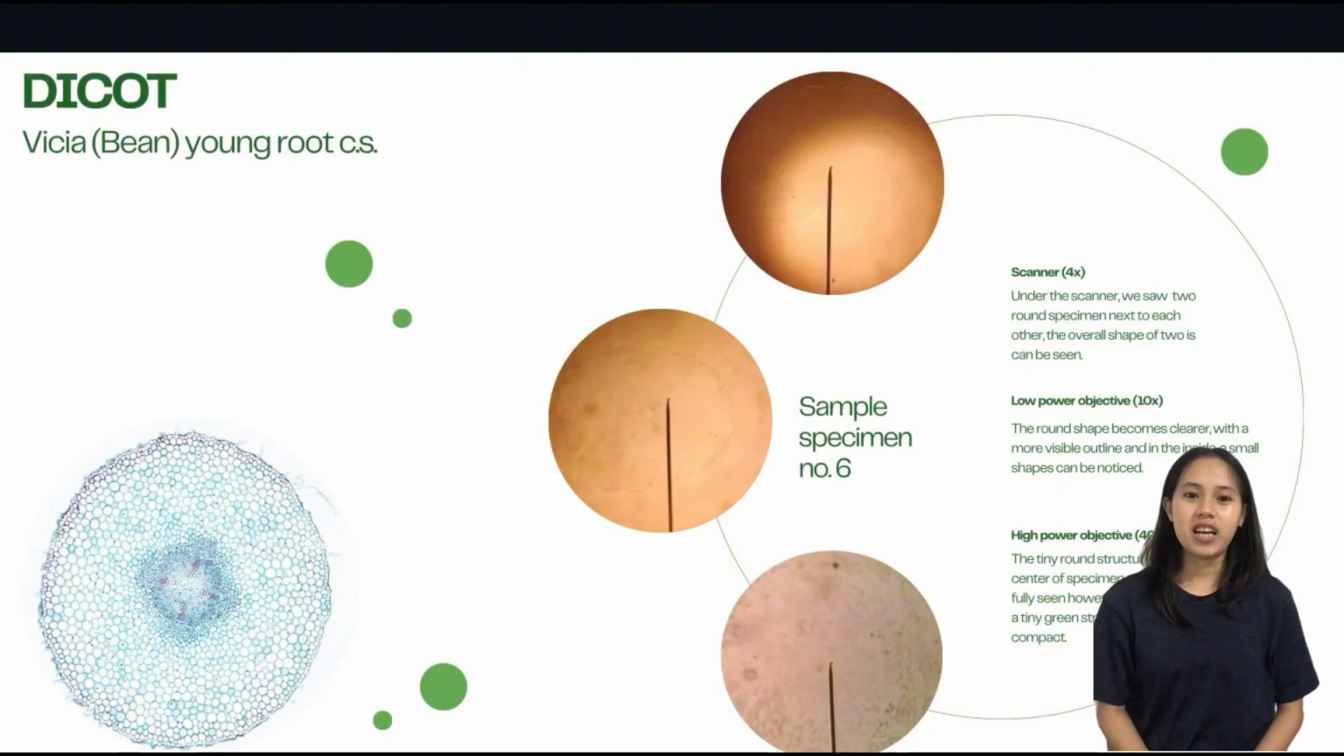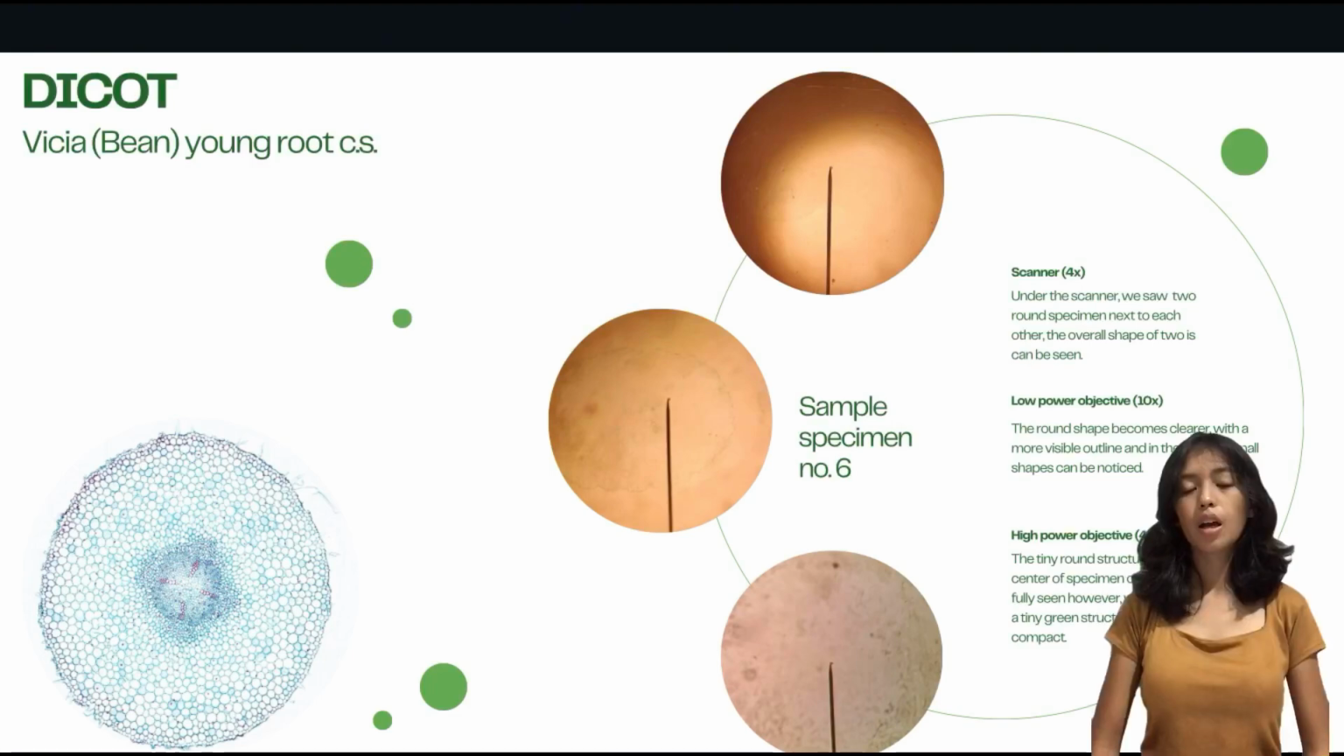For dicot Vicia young root, the Vicia bean root cross-section shows the structure of dicot roots. At high magnification, we can observe the root's vascular tissue and other detailed structures. For adding more explanation or information, we saw two rounded shapes that show the basic form of the dicot root. As we focus the microscope, the outline of the root became clearer and small inner structures started to appear. When we adjust the focus more, the center of the root looked compact and detailed, and the tiny cells could be seen more clearly.